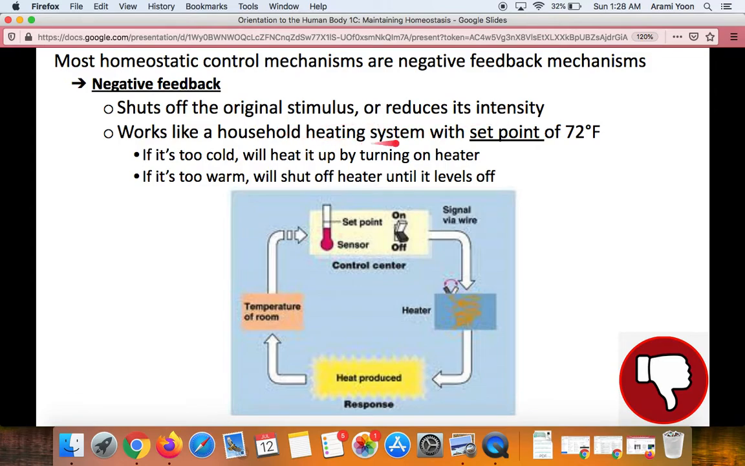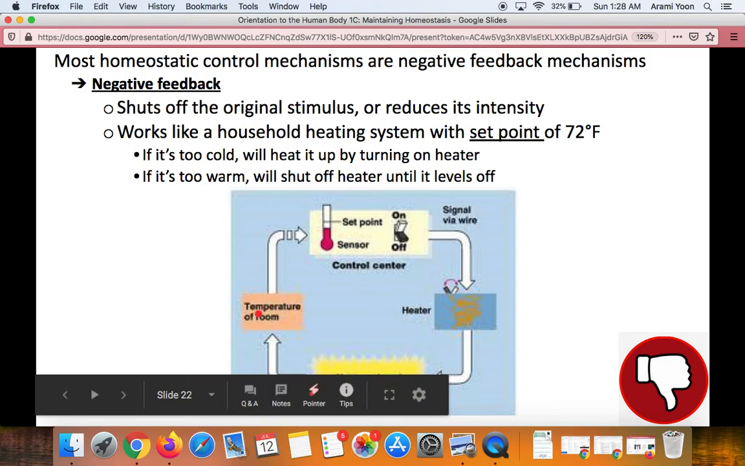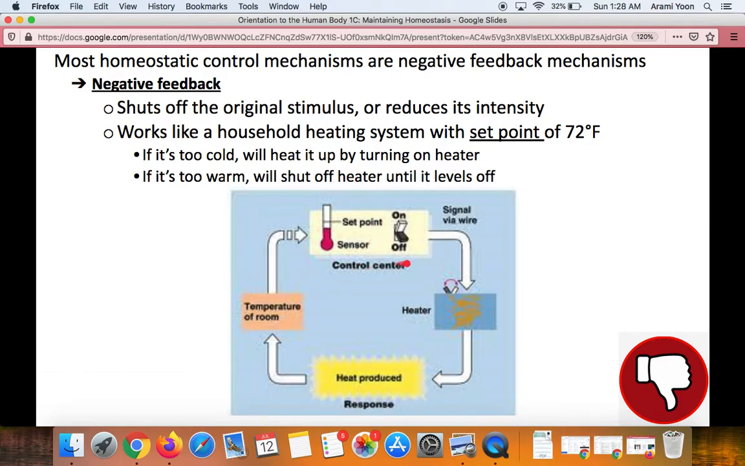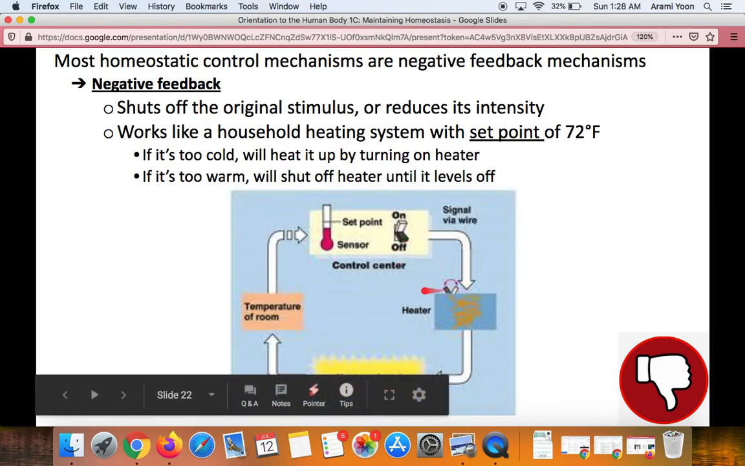One analogy that might help you understand this is a household heating system. Let's say that you set the thermostat for your house to 72 degrees Fahrenheit because that's what makes you feel comfortable. If the temperature in your house gets too hot, then here's the temperature of the room, it goes up. That rise in temperature is going to be detected by your thermostat, which will then turn on a signal that will go to your heater to turn it off. So now the heater will be shut down if the temperature in your house goes up.